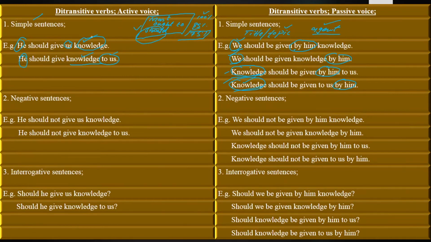Now: He should give us knowledge, he should give knowledge to us. We should be given by him knowledge, we should be given knowledge by him. Knowledge should be given by him to us, knowledge should be given to us by him.